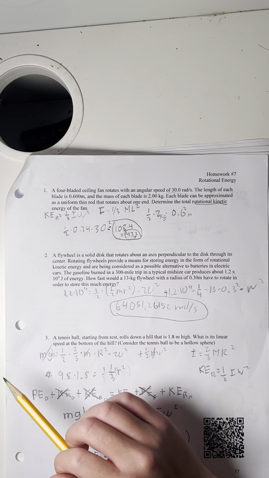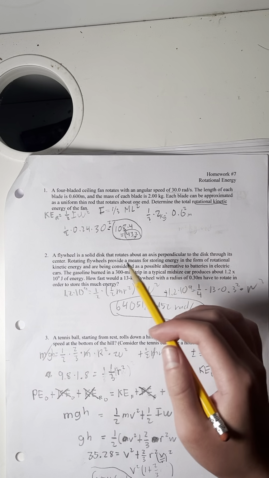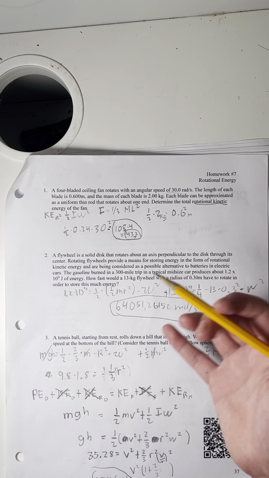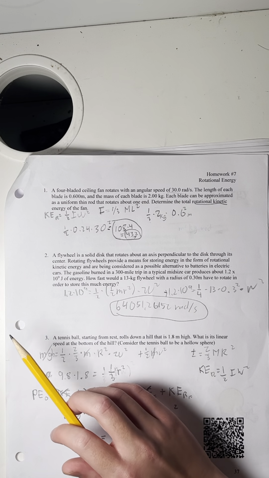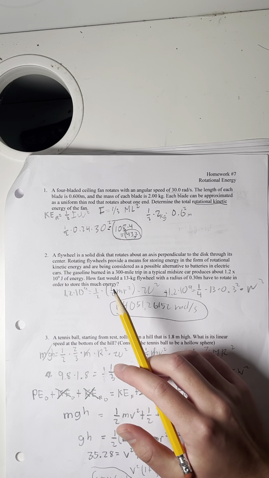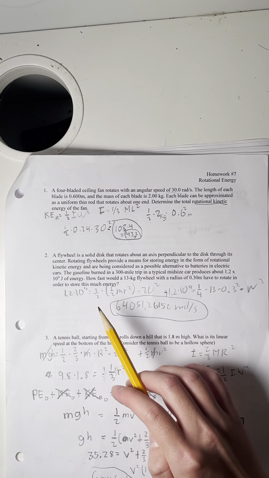And remember, it asks us to determine the total rotational kinetic energy, so don't forget to multiply by 4. I made a mistake the first time, and I got 108, but all I need to do is multiply by 4. So you've got to be careful, because again, sometimes the best of us make mistakes.